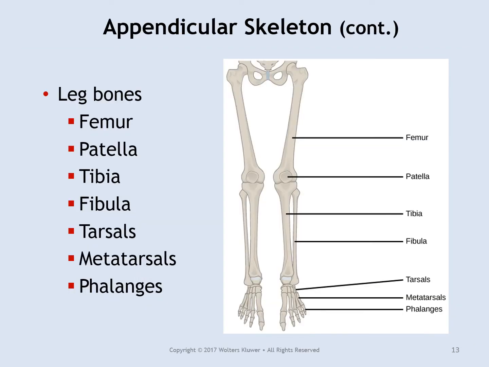In the leg, you will start at the femur and move downward to the patella, tibia in front, fibula, the much smaller bone behind that, and the tarsals, metatarsals, and phalanges, very similar to the upper extremities, just larger.